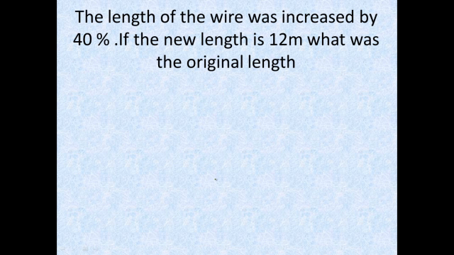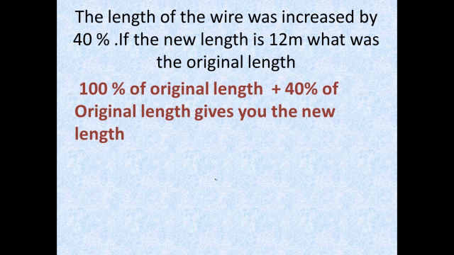Another example, when there is an increase: the length of the wire was increased by 40%. Now if the new length is 12 meters, what was the original? It is increased, so definitely the original length will be smaller than 12 meters, right? Now see carefully. 100% of the original length plus 40% of the original length gives you the new length.